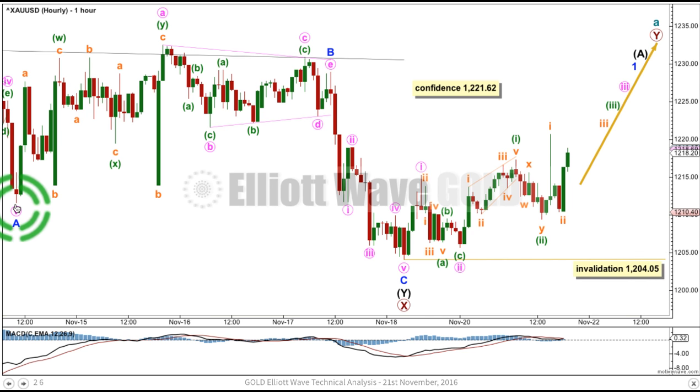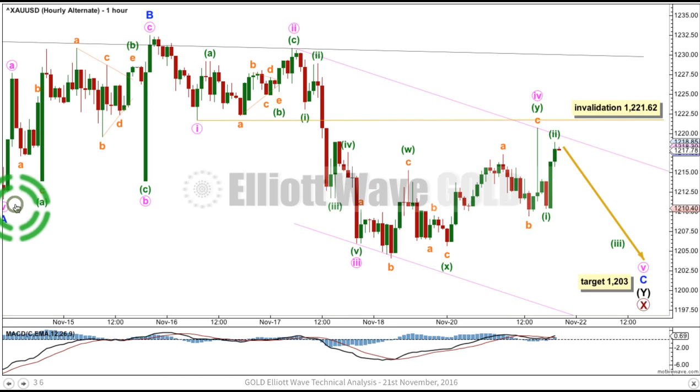It's all the same to this point here. Minor A is still seen complete down here. And what if minor B was a zigzag 5, 3, 5 complete up here? If that's the case, then minor C could have begun here rather than here. Now it makes a difference to whether or not the structure of minor wave C is complete.